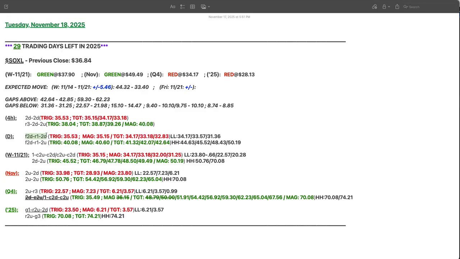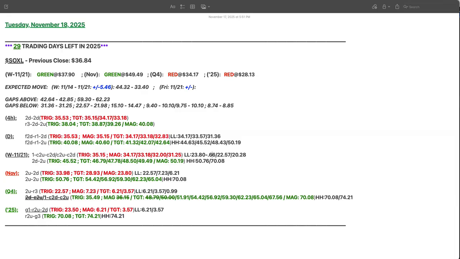Now on the day chart, if we go to the downside, we talked about there's a 2-1-2 down with not a lot of magnitude, right? It triggers at 35.53, magnitude is 35.15. So we went ahead and looked at the chart, got our extended targets, 34.17, 33.18, and 32.83. That's to the downside. Now to the upside, if we go to the upside again, that'll give us a 2-1-2 up, not a lot of magnitude, triggering at 40.08, magnitude being 40.60. And then we've got extended targets of 41.32, 42.07, and 42.64 on the board. All right.